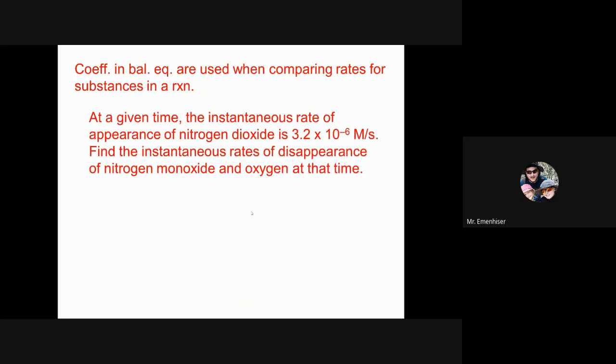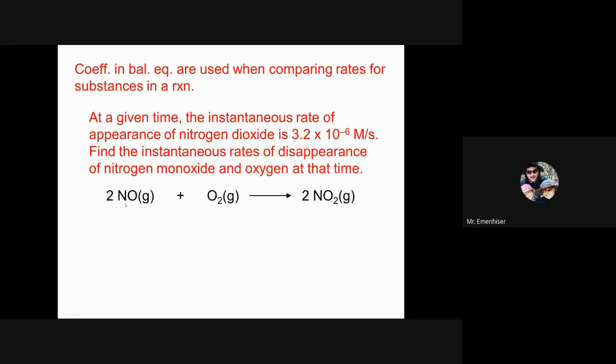So let's say in an example, at a given time, the instantaneous rate of appearance of nitrogen dioxide, which is NO2, is 3.2 times 10 to the minus 6 molarity per second. Find the instantaneous rate of disappearance of nitrogen monoxide and oxygen at that time.